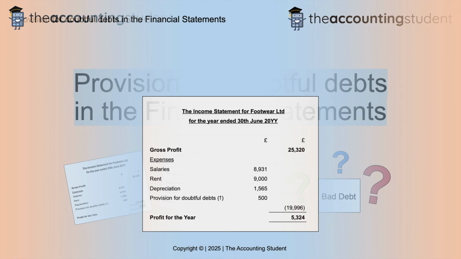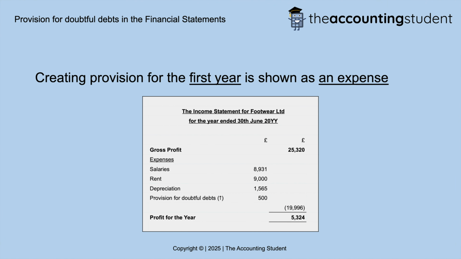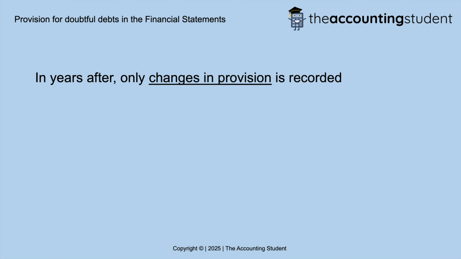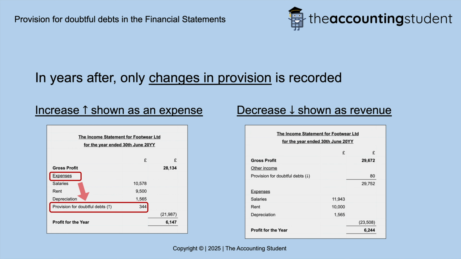In terms of the income statement, creating the provision for doubtful debts for the first year or first time is treated or shown as an expense. In the years after, only the changes in the provision is recorded. For example, an increase in the provision is shown as an expense, while on the other hand, a decrease in the provision is shown as revenue.